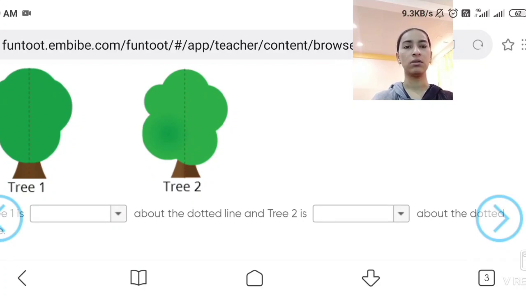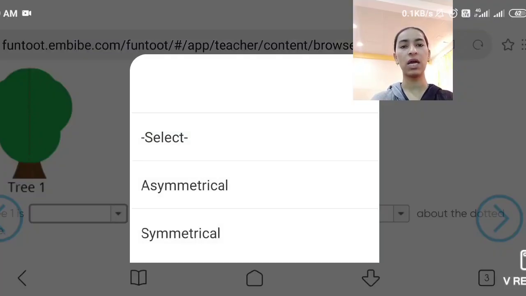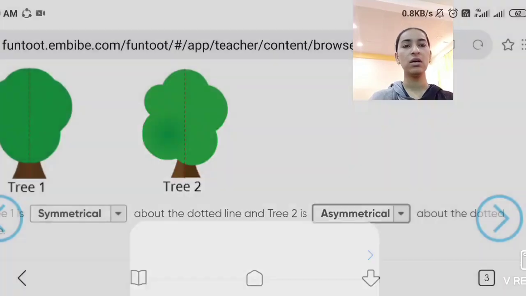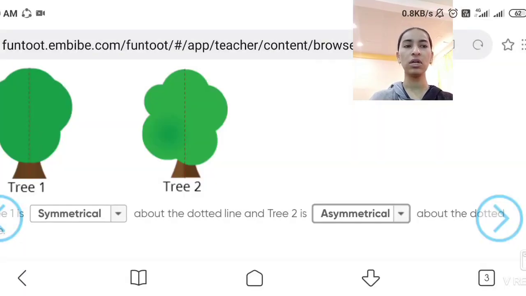Tree 1 is, now see, there is one line given in the first figure. We have to write our answer. See, tree 1 is symmetrical. Yes, because it gives two similar halves about the dotted line. And tree 2, see the dotted line, does it give two similar parts? No, it does not. So the answer is asymmetrical about the dotted line.